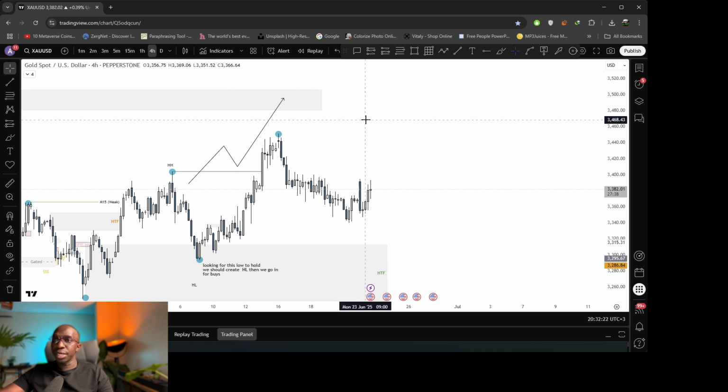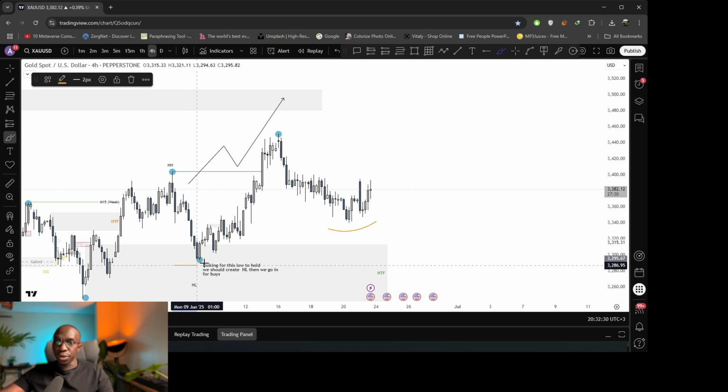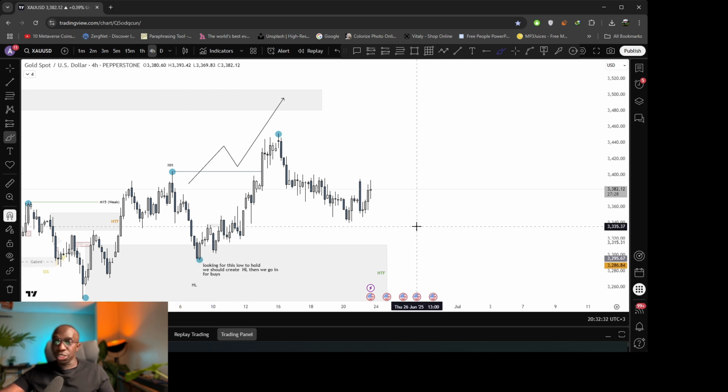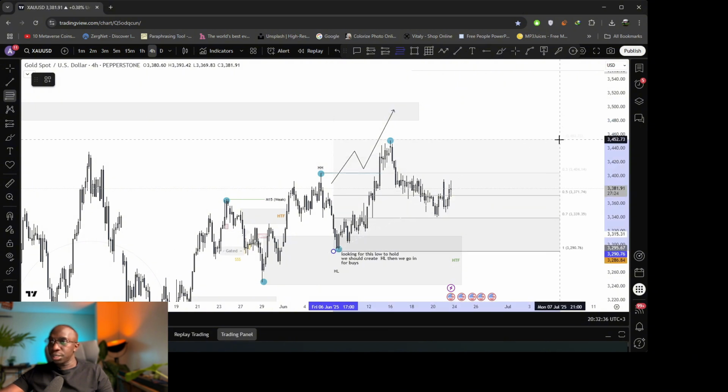Our last week was there. We were looking for it to react off this price level. It really didn't. It just pulled back, which is okay. Sometimes price doesn't get all the way to our key levels, but that's just kind of what we are looking at for gold.